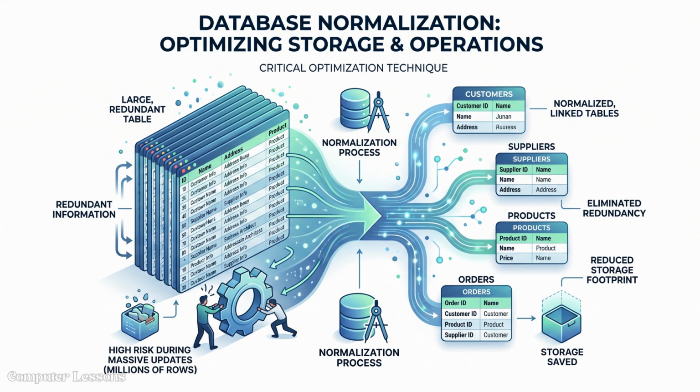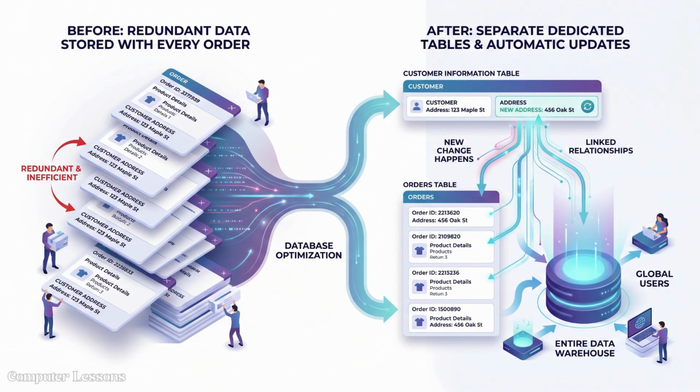This process involves breaking down massive tables into smaller pieces to prevent errors during massive update operations involving millions of rows. Instead of storing a customer address next to every single order, the system separates it into a distinct and dedicated customer information table. Changing an address once in the main customer table automatically updates it for every related order record across the entire data warehouse.